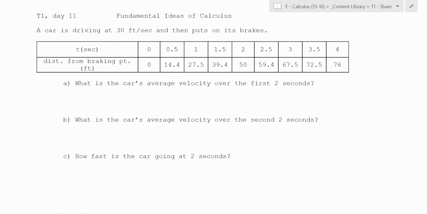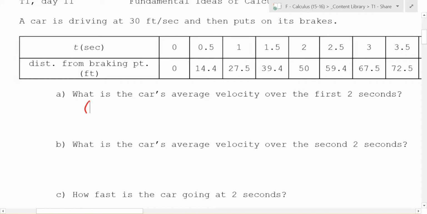Finding the slope between 2 points. Can someone tell me the first point that we're finding? What are the 2 points we're finding the slope between? 0, 0, and 2, comma 50, right?